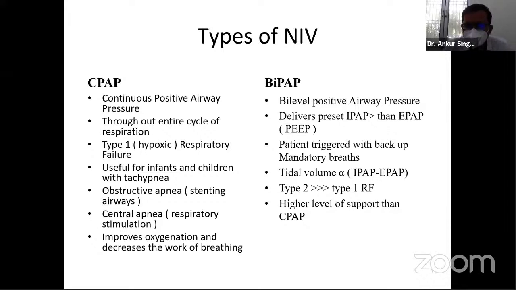BiPAP is just like a ventilator. Sometimes in the ventilator settings we find a BiPAP setting, but there are stand-alone BiPAP machines also. As in invasive ventilation, we set the parameters of PIP, PEEP. In the same way, in BiPAP, we will set IPAP, EPAP, FiO2, and a backup respiratory rate, so that whenever the child goes into apnea, that backup respiratory rate helps in providing the positive pressure to the child.